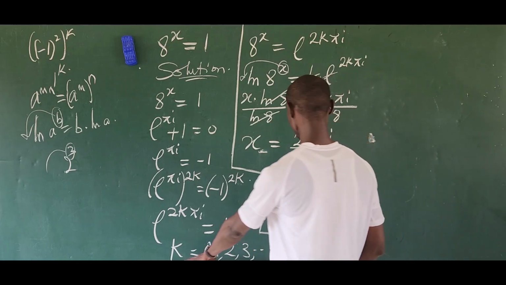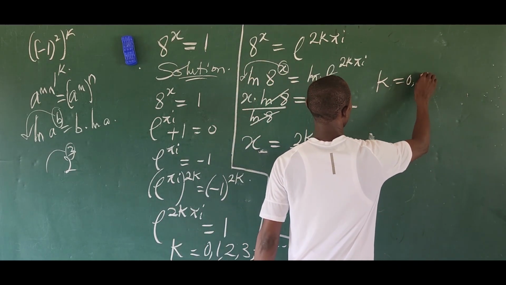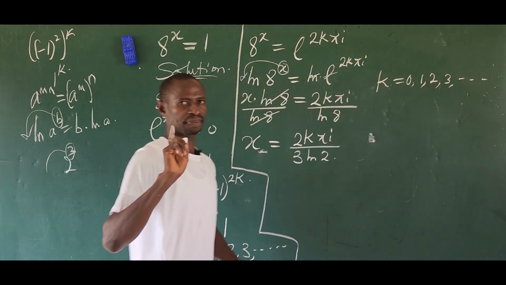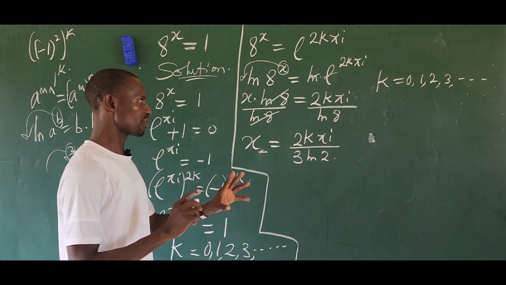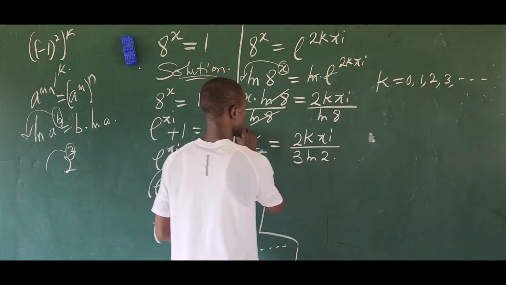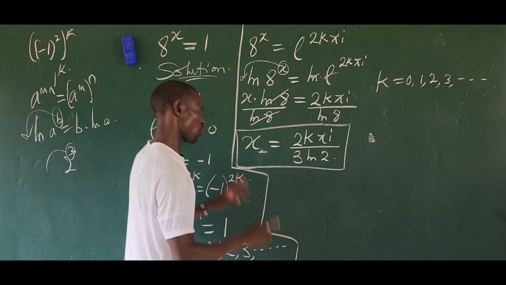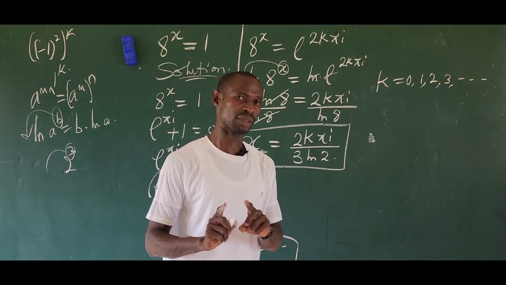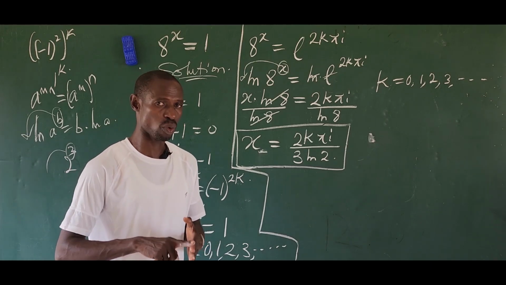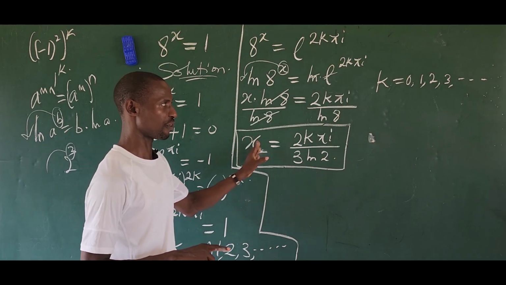Okay, now let's check this. Remember we said k is equal to 0, 1, 2, 3, to infinity. So we're going to substitute the values of k into this equation and see what it gives us. This is the original root where we're going to do our substitution. I've done the first, second, third, and fourth values, and they all satisfy the original equation. But I'm going to do the first one.